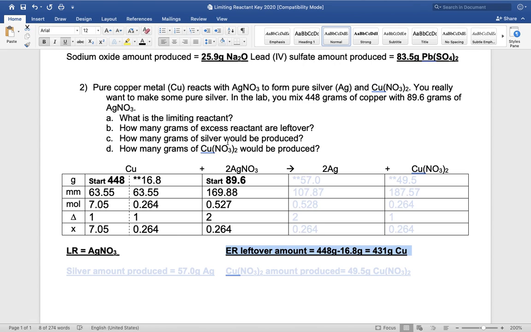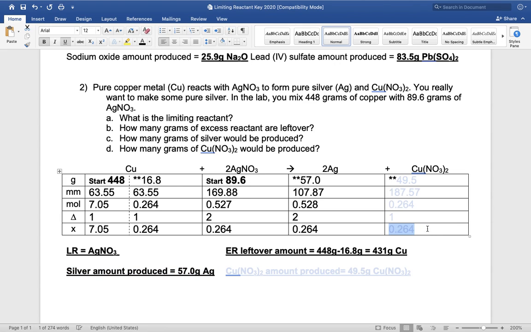Then the other two questions, how much silver did we get? That was our main point. We wanted to get a whole bunch of pure silver. And how much copper 2 nitrate did we get? So I'm going to put that smaller number in the carryover and take it all the way to the top. So 0.264 times 2 is 0.528. Molar mass of silver from the periodic table is 107.87 grams per mole. So those two numbers multiplied gives me 57.0 grams of silver.